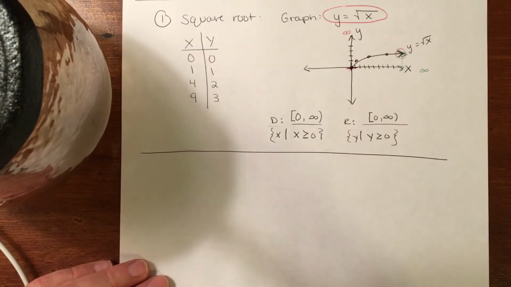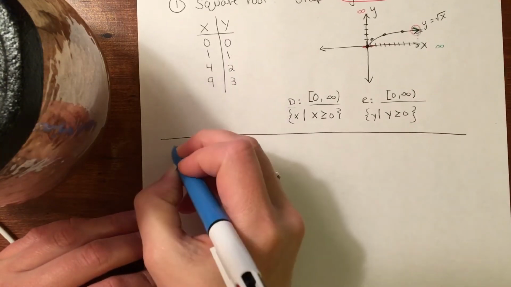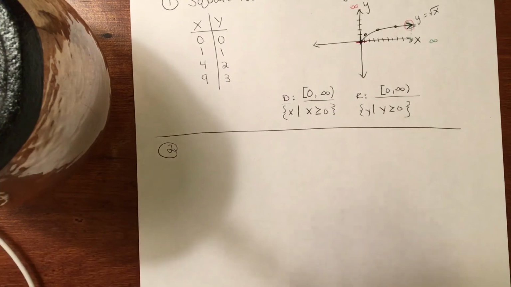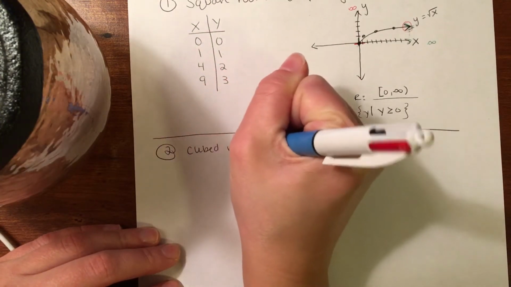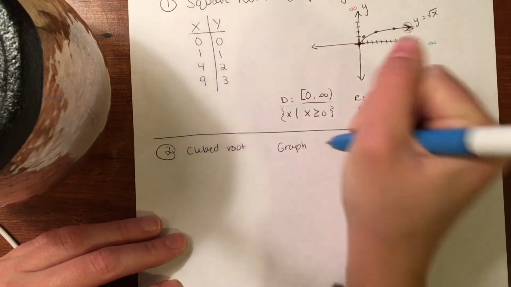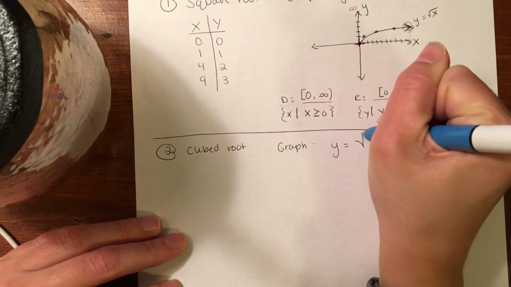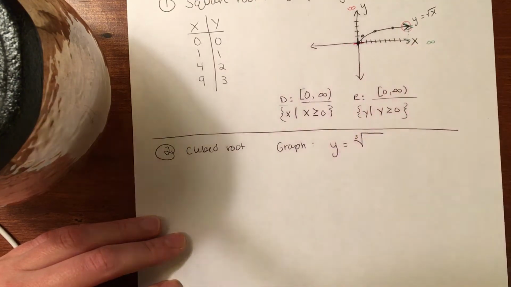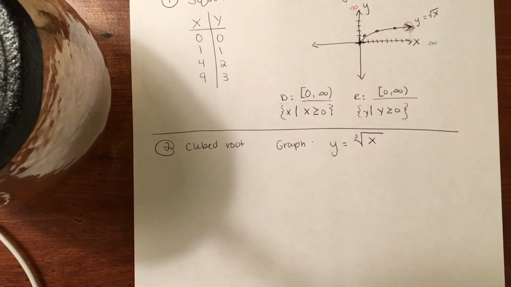Feel free to pause me and rewatch me if I'm going too fast. I just want to make sure I'm keeping your attention over here. Okay, cubed root is next. So cubed root. And we're going to graph the following. y equals, you do the square root symbol, but you put a little tiny 3 right up there. Cube root of x. And we're just going to graph the original, okay?